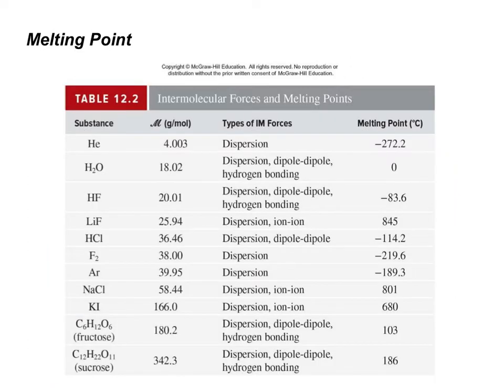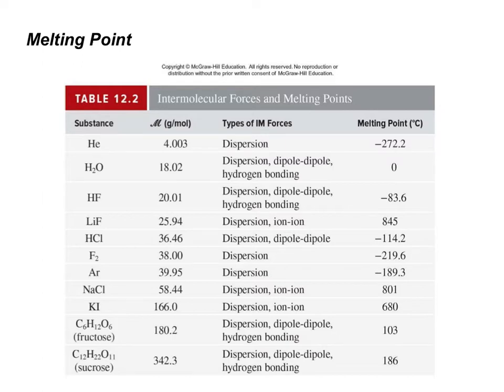Here we have a table showing different substances, their molecular masses, the types of intermolecular forces they have, and their melting points. You will notice that the molecular masses do not really correspond to the melting points themselves. It is definitely the types of intermolecular forces that really matter. For example, helium, a gas that pretty much only has dispersion forces, has a really low melting point of negative 272.2. I.e., if you wanted to see a solid helium, you would have to freeze it to absolute zero.